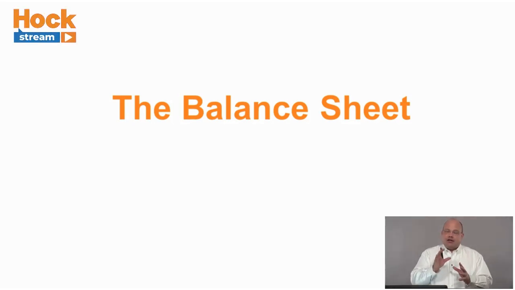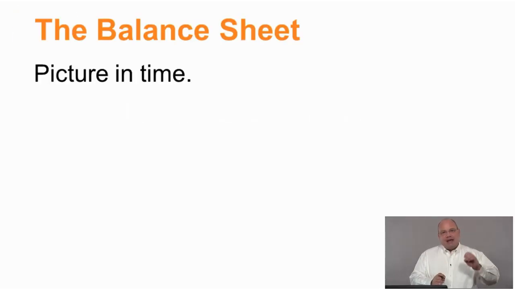The balance sheet. The balance sheet is one of the three main financial statements along with the income statement and the statement of cash flows. What the balance sheet is and what the balance sheet shows is this. It is a picture in a moment of time at a specific point in time.